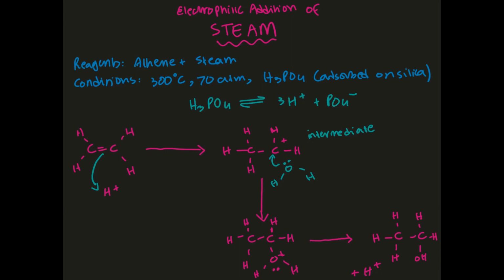So after this, you're going to get this intermediate again, which is going to be pretty unstable because in this case, oxygen has 3 bonds and it has a positive charge. After this, the bond is going to break heterolytically because of the conditions that you have over here. And then you're going to get an alcohol, and the catalyst that you were using will be regenerated.